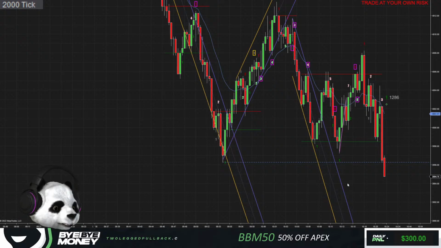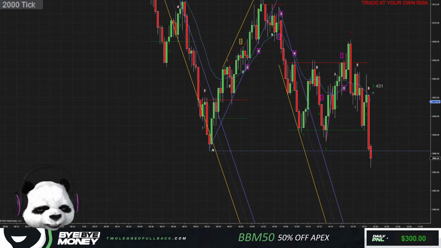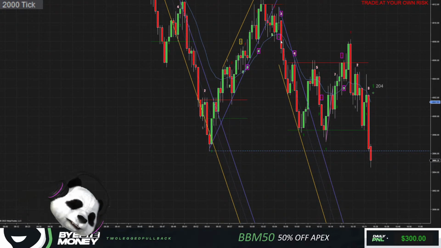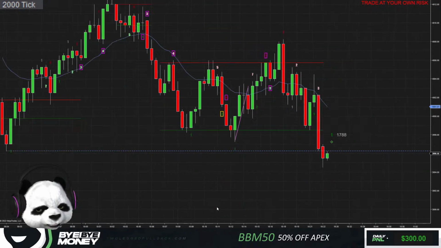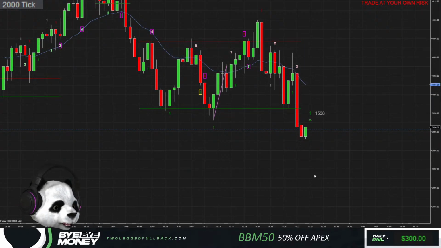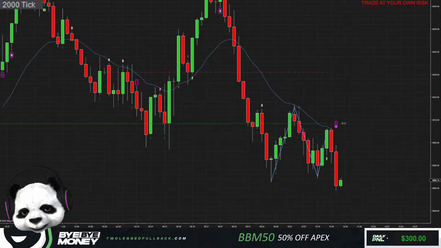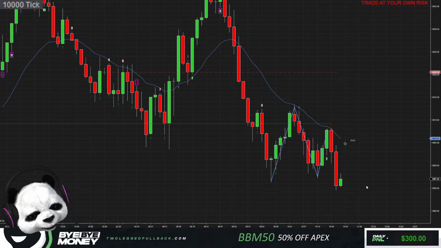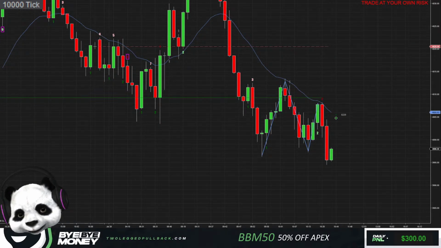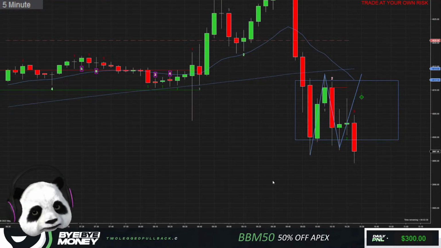Ooh, big breakdown here. Made a new low finally. Alright, made a new low. Can we reverse here? I mean, looking at the shape of this second entry short on this 10,000 tick chart, look at how the 20 EMA is acting as such strong resistance. I don't know. The second entry short on the 5-minute chart ends up working out for us.